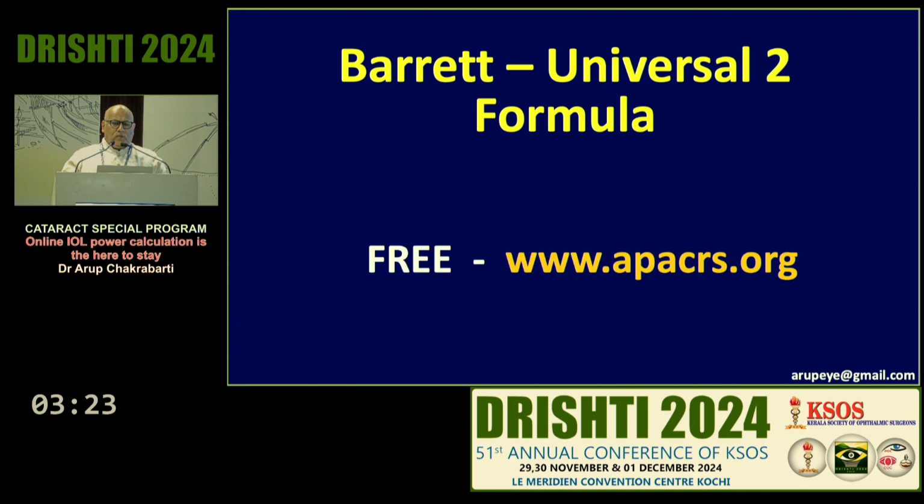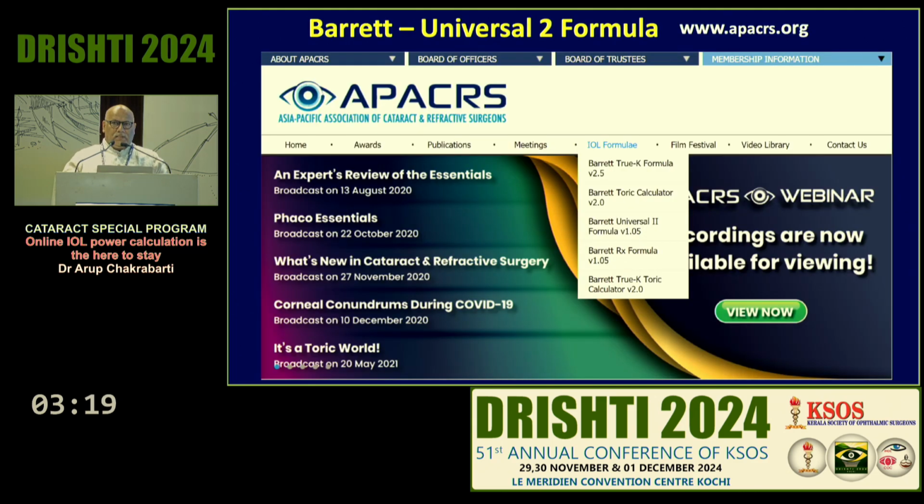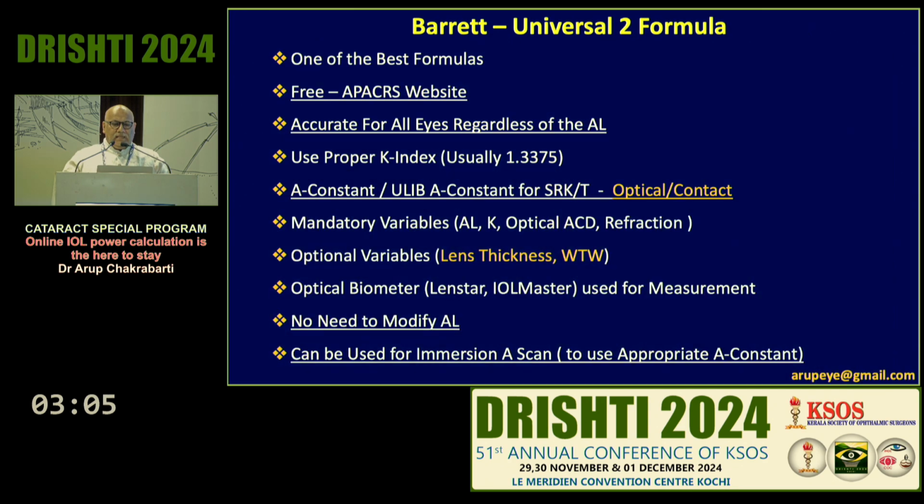So my go-to formula is always Barrett Universal 2. It is free on the apacrs.org. It's a complete suite. It takes care of all your IOL power calculation requirements. And in difficult scenarios, in extreme cases, challenging cases, I of course see what the Kane formula tells, what the Hill RBF formula tells, and then take a call.